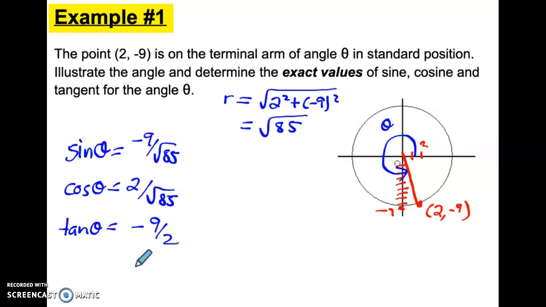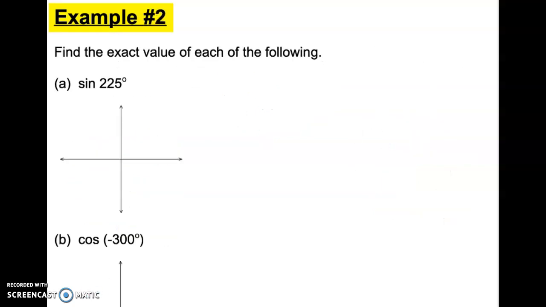And those are the exact values for the trig ratios. Had they asked us to find theta, then we could have solved for it by inversing either the sine, the cos, or the tan to isolate for theta, but they didn't ask us in this case.